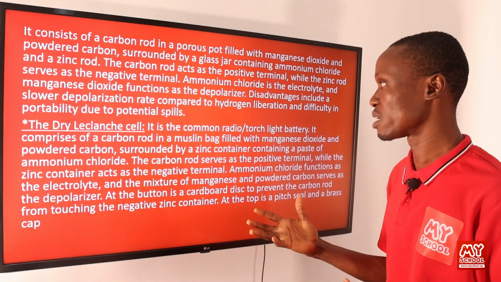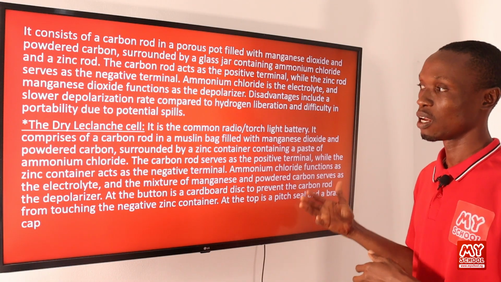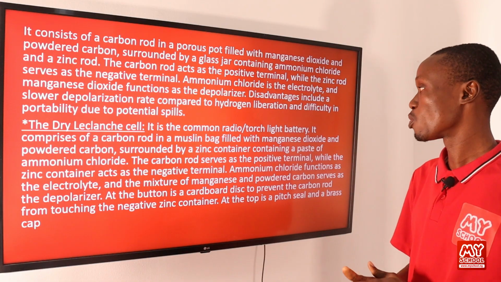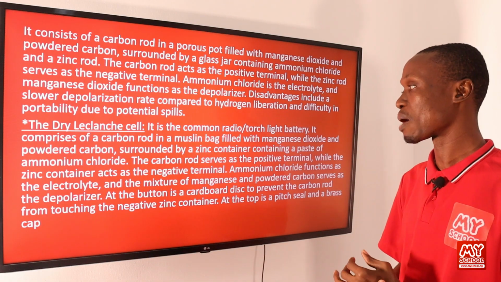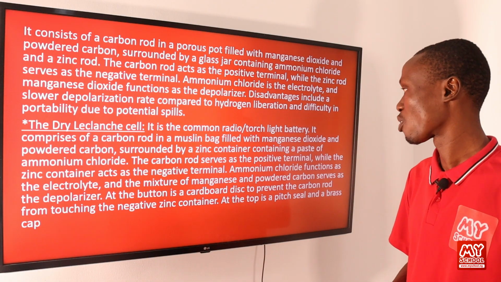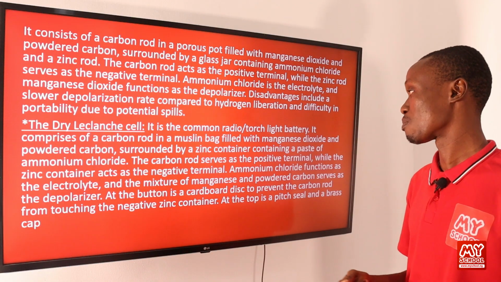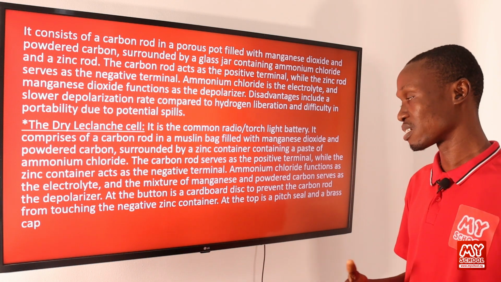The dry Leclanche cell is the common radio or torchlight battery. It comprises a carbon rod in a muslin bag filled with manganese dioxide and powdered carbon, surrounded by a zinc container containing a paste of ammonium chloride. The carbon rod serves as the positive terminal, while the zinc container serves as the negative terminal.